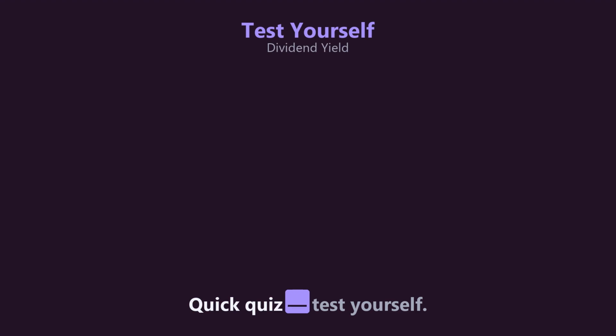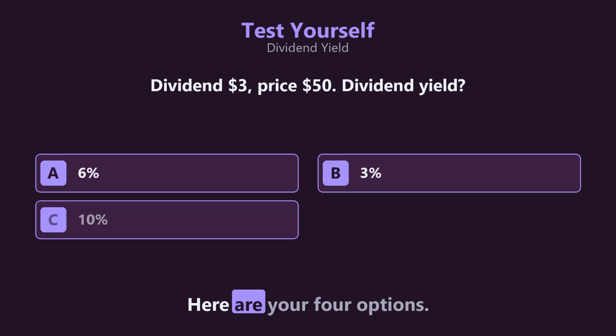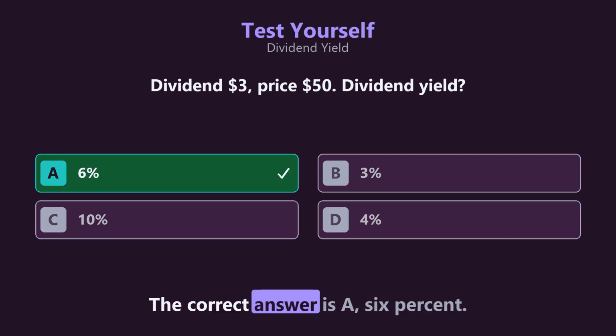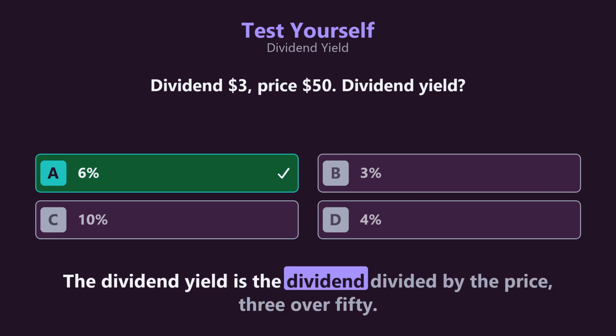Quick quiz, test yourself. A stock pays a $3 dividend and trades at $50, so what is its dividend yield? Here are your 4 options. Pause the video and solve it now. The correct answer is A, 6%. The dividend yield is the dividend divided by the price, 3/50.